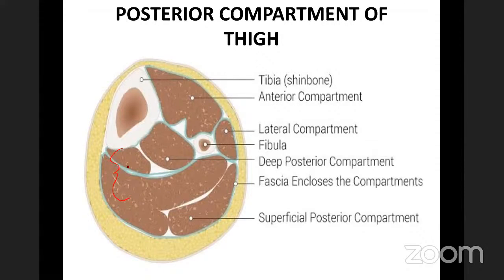As you all can see here, the posterior compartment is divided into two aspects by a transverse fascia, which is the superficial compartment and the deep compartment. So we will study both of them first. This entire thing is the posterior compartment. The nerve of this compartment is tibial nerve, and the artery is posterior tibial artery. So we will see that.